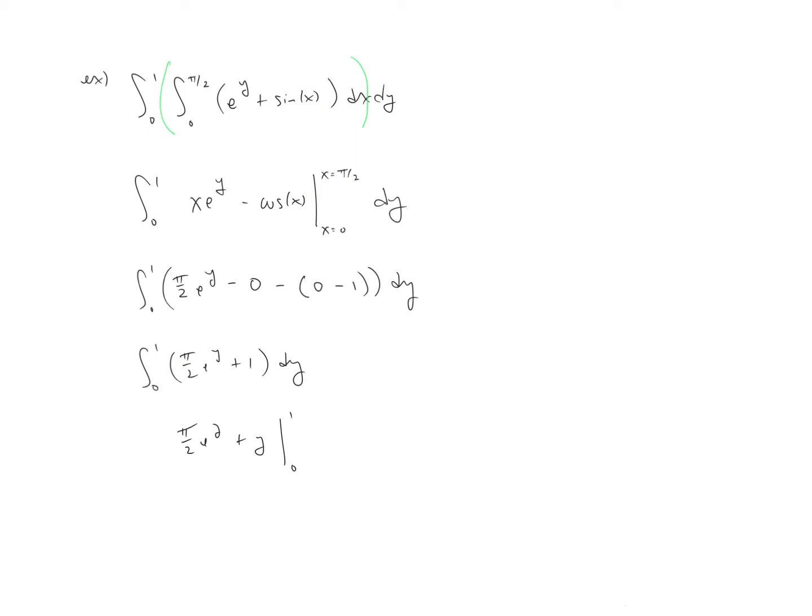So when I plug those in, you can see how it's going to fall apart pretty fast. Pi over 2 times e plus 1 minus pi over 2. That minus pi over 2 comes from when I plug this in right here. e to the 0 gives me a 1. So that would be the final answer.